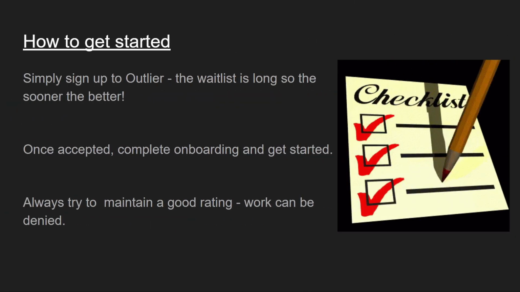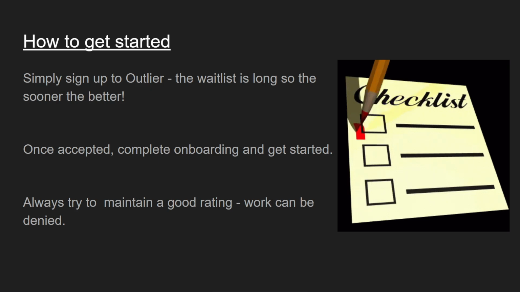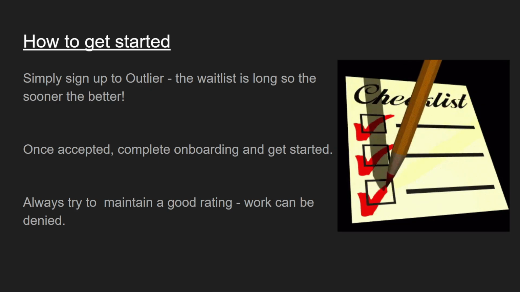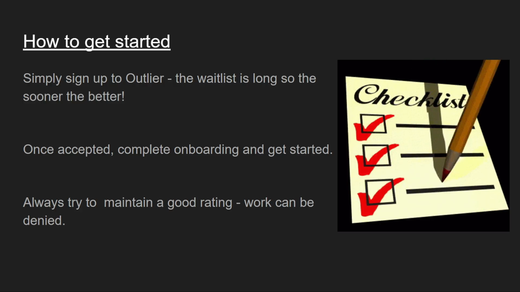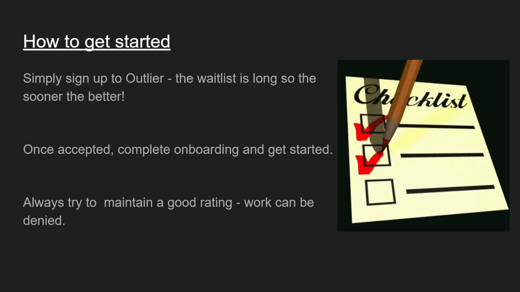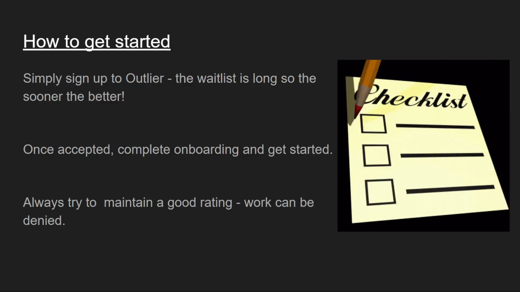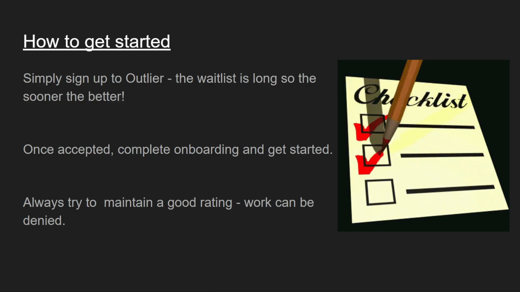So how do you get started? Simply head over to the Outlier website and sign up. The waitlist is actually quite long. I think it took me about half a year to get accepted after I'd signed up. They don't really give you much warning other than an email, which you might not even be looking out for because you forgot about the website by then. But if you set a reminder on your phone or on any other app that can send you a reminder, just to go back to it in a few months' time, you might be accepted.